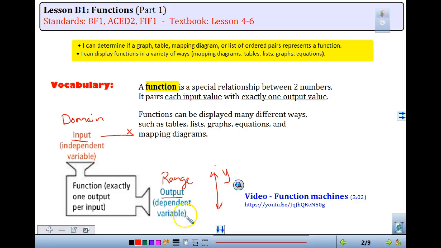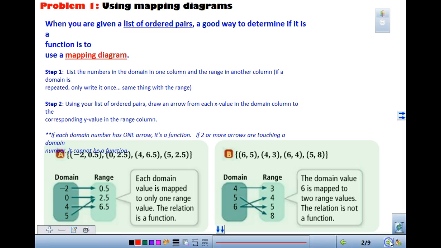So when we talk about a dependent variable, the Y usually depends on the X. X is independent. You get to choose it. The Y is your dependent variable. So we'll talk a lot about domain and range. You saw it in that video of what those were, so making sure you're looking at those.